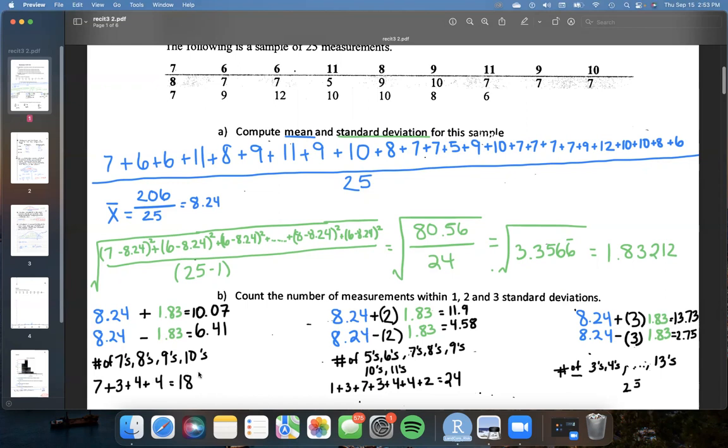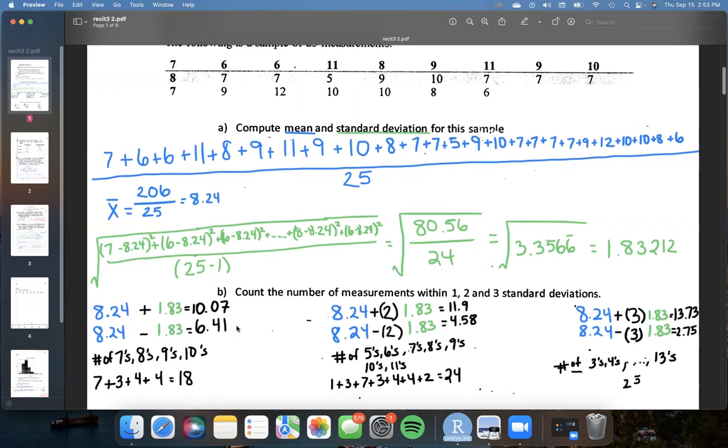So we have 18 measurements within one standard deviation. All right, so now let's compute how many measurements are within 2 standard deviations. So here we're going to take the mean, which is 8.24, and we're going to add it to 2 times the standard deviation. So that would be 2 standard deviations if we add 2 of them together.